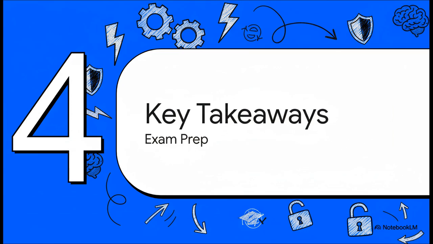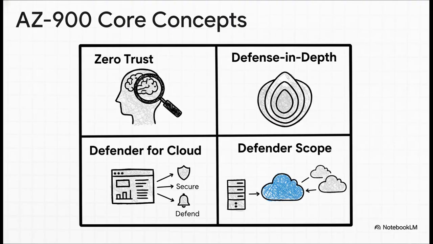Time for a rapid-fire review to lock in the absolute key takeaways you need for the AZ-900 exam. Here we go. 4 things to remember. Zero trust. That's the mindset. Never trust, always verify. Defense in depth. That's the strategy. Layered security. One breach is not game over. Defender for Cloud. That's the tool. Its job is to assess, secure, and defend. And finally, the scope. It's not just Azure. It's hybrid and multi-cloud. You know these 4 points, you're going to do great on the security questions.